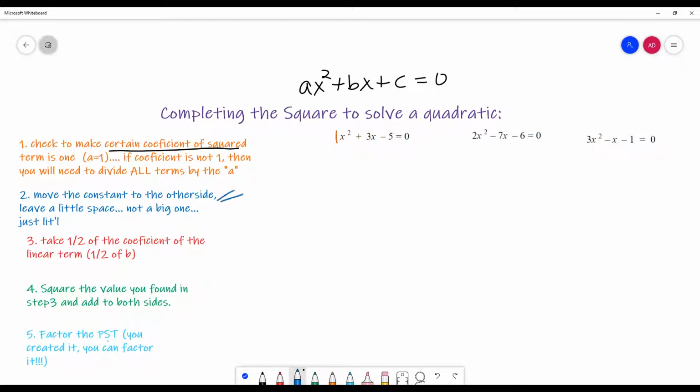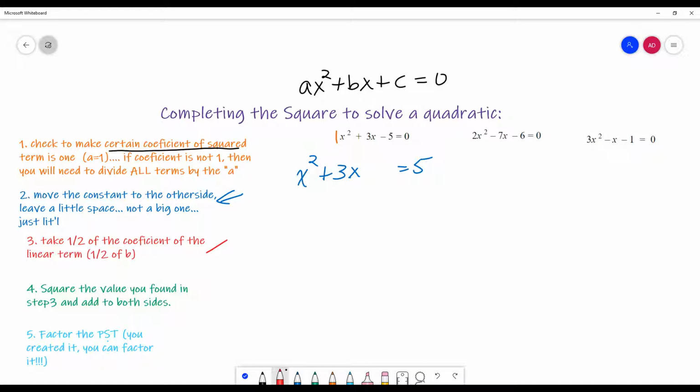Next step, we're going to move the constant to the other side and leave a little space, not a big space. Don't go crazy about a space, just a little space. That's all I'm asking, okay? Sometimes people leave a big old space and you're like, dude, that's a big space. What are you doing with that big space? No, little space. Okay.